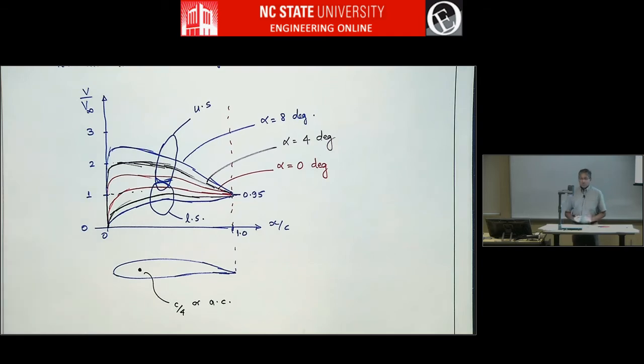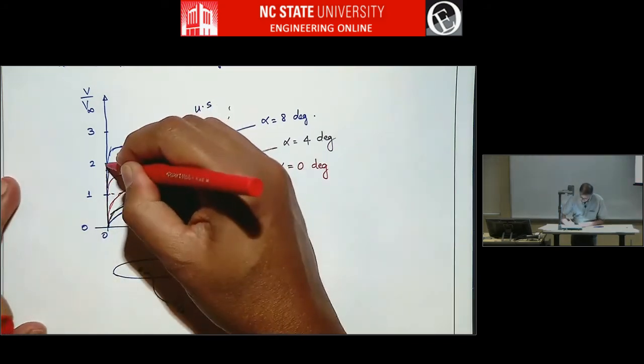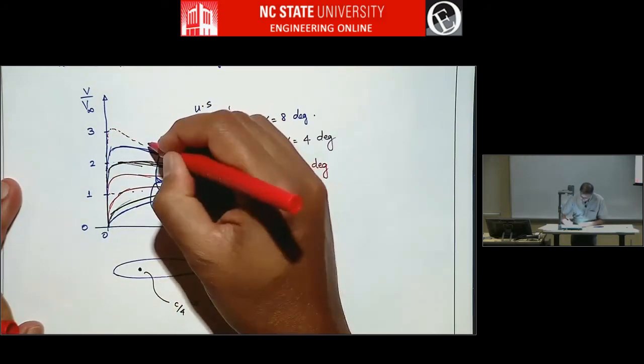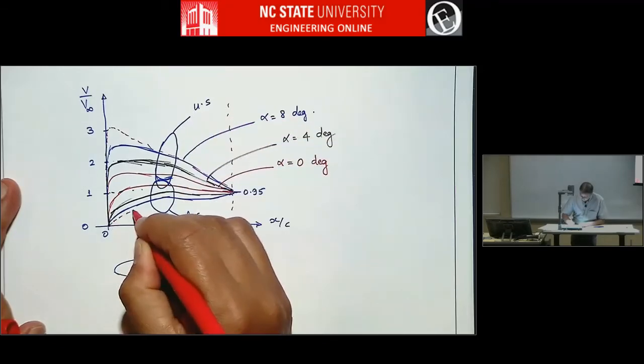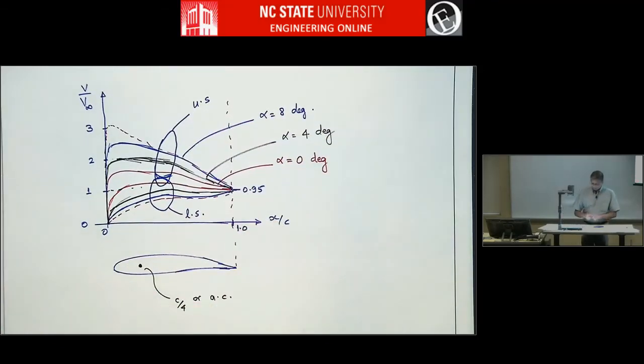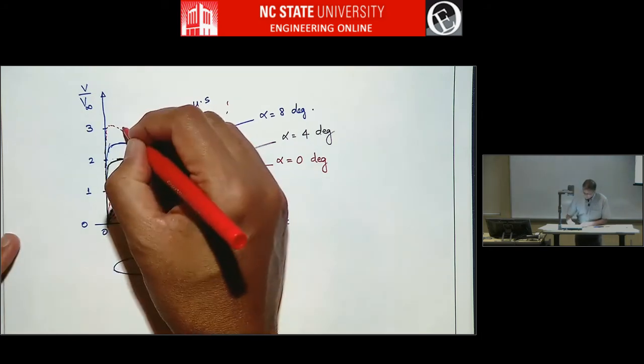What can you say about pitching moment about the quarter chord? In fact, this will become even clearer if you draw, for example, the 12-degree angle of attack. And I'll draw that with a dashed red line. You'll actually see much better plots than what I'm sketching here from homework 1. When you do homework 1 part B, one of the problems is basically this. So this is alpha of 12 degrees.